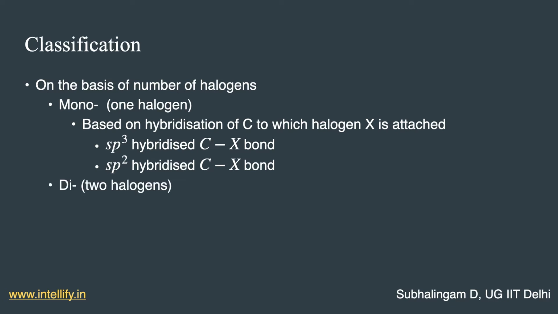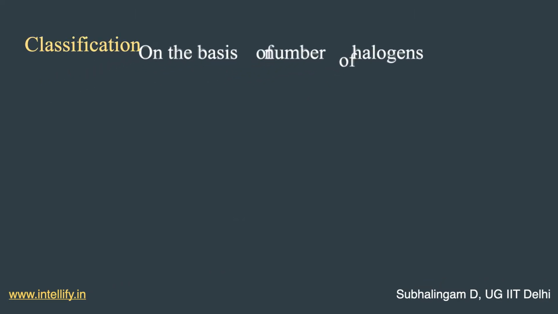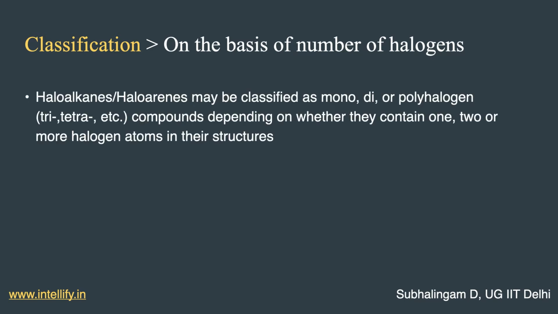If the compound has two halogens, we call it di. And again we have further classifications called geminal and vicinal based on the position of the halogen atoms. And finally poly if it has three or more. So again, on the basis of number of halogens, we can classify a haloalkane or a haloarene as mono, di, or poly.